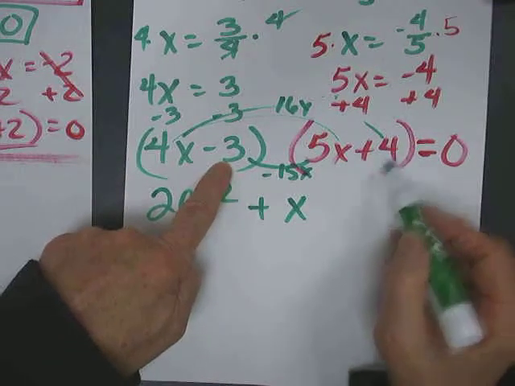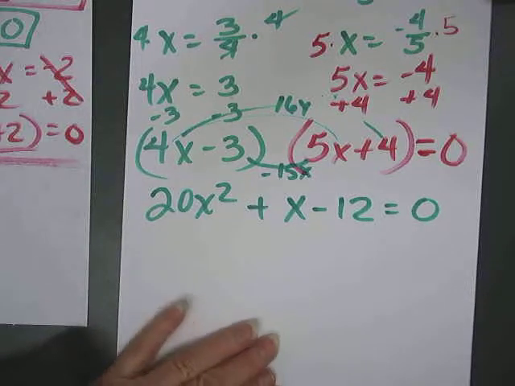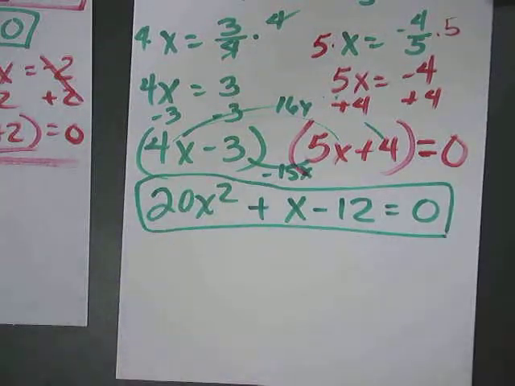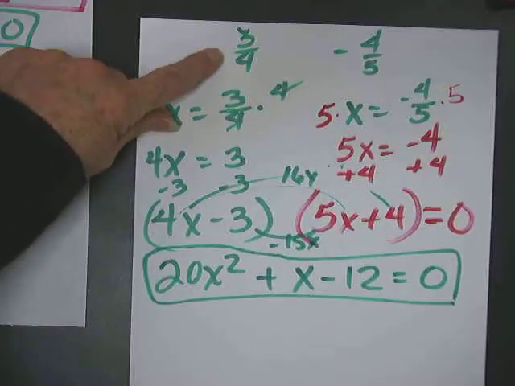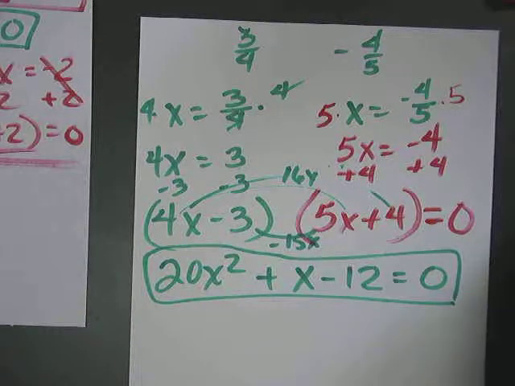Quadratic equation, we need to multiply that out. 20x squared, 16x minus 15x, right. Plus 1x, last times last is minus 12. So here's the quadratic equation that would give you these two answers.